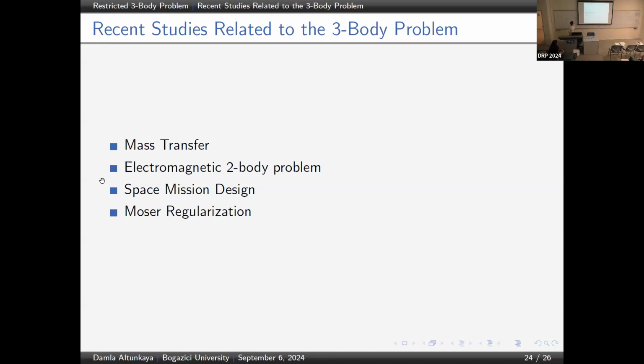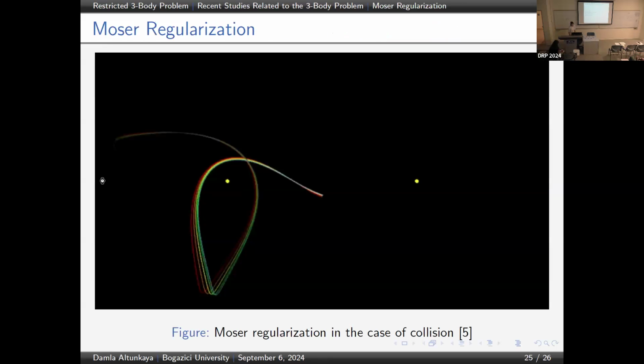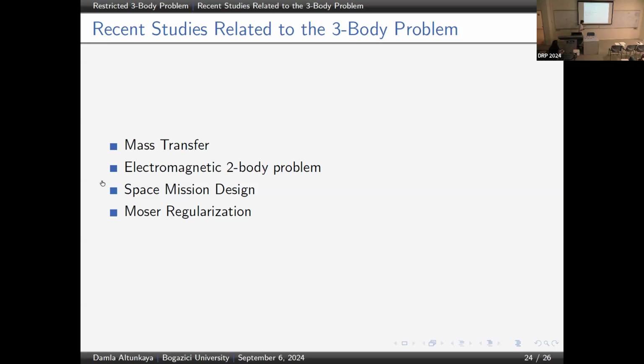I really want to talk about Moser regularization because it's an important part of this problem. It's actually about collisions. We have something called collisions. It is like any two of the bodies cannot be in the same position at the same time. So it is called a collision, okay? And we don't want it. So we extract this part from the manifold. So I have a hole in the system.